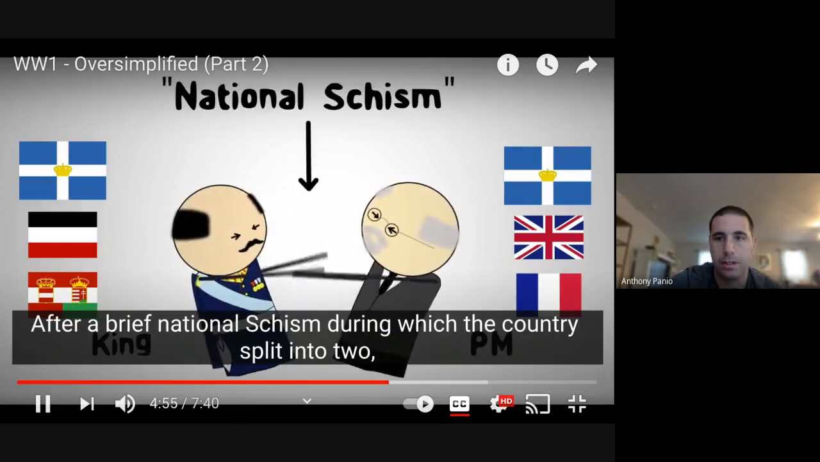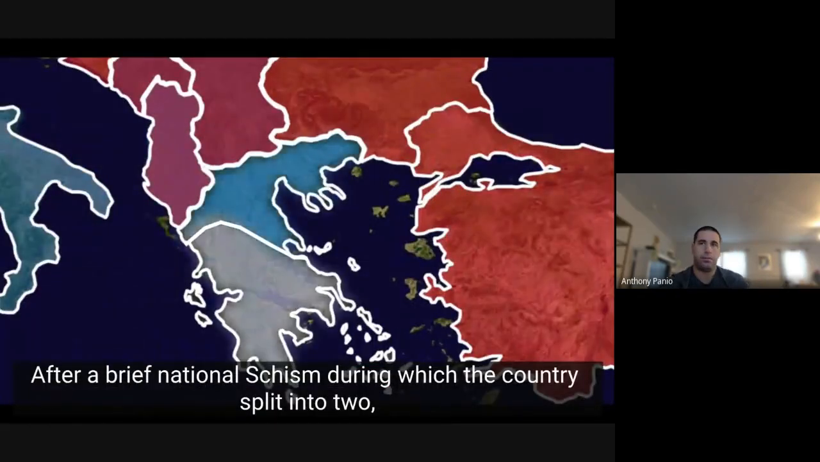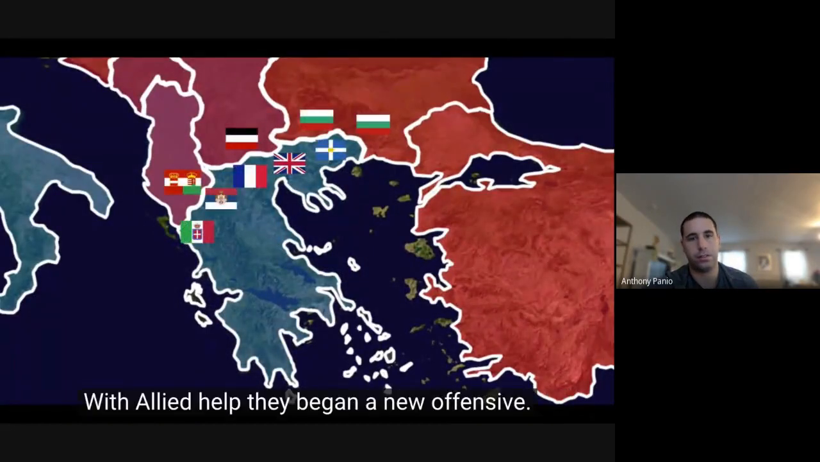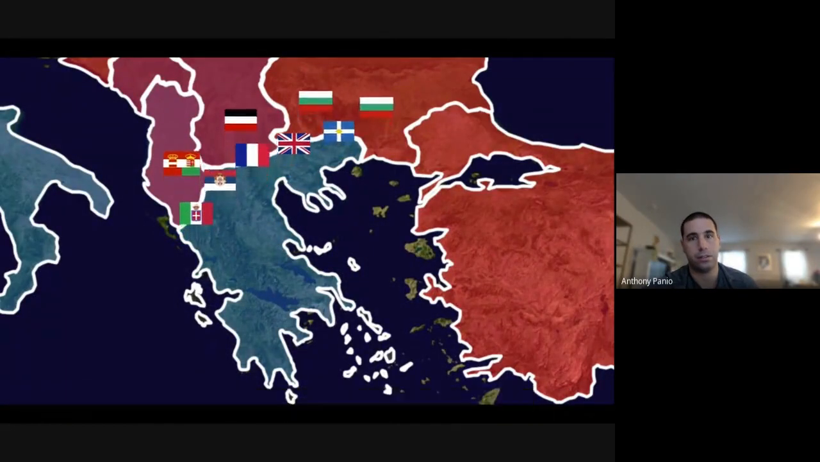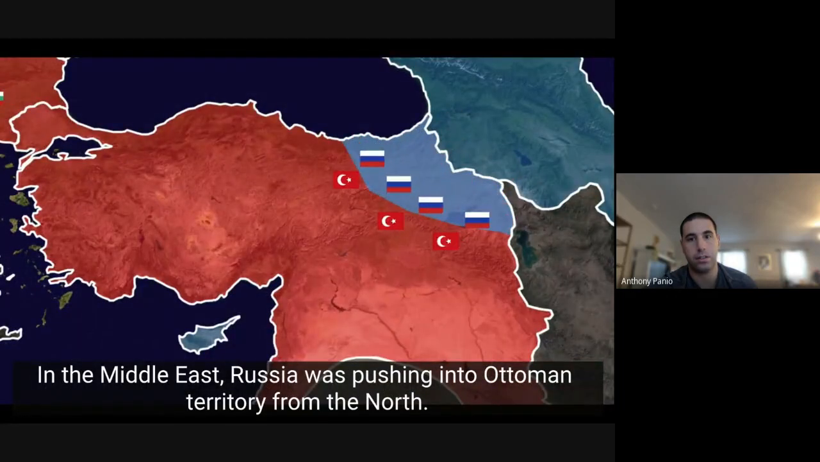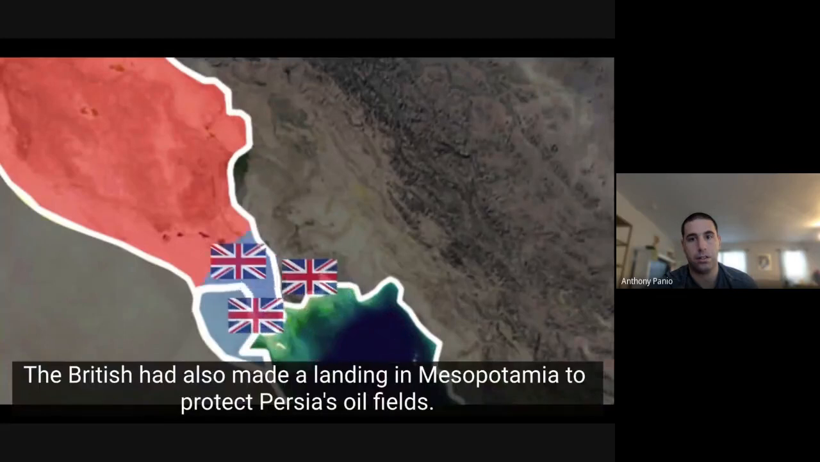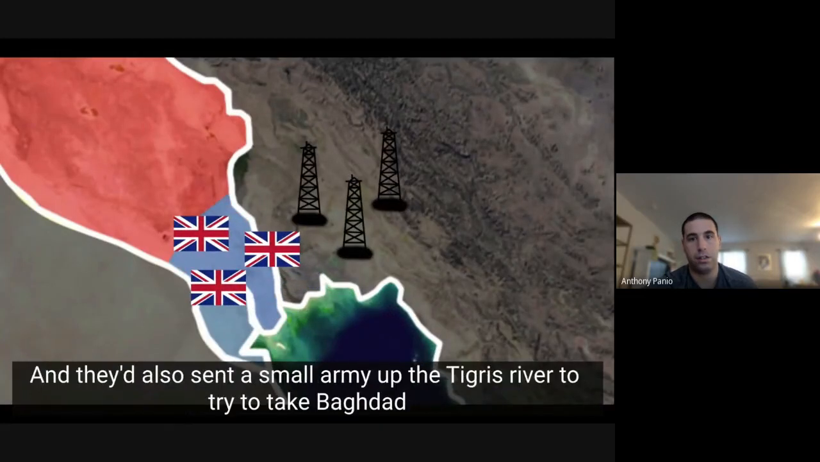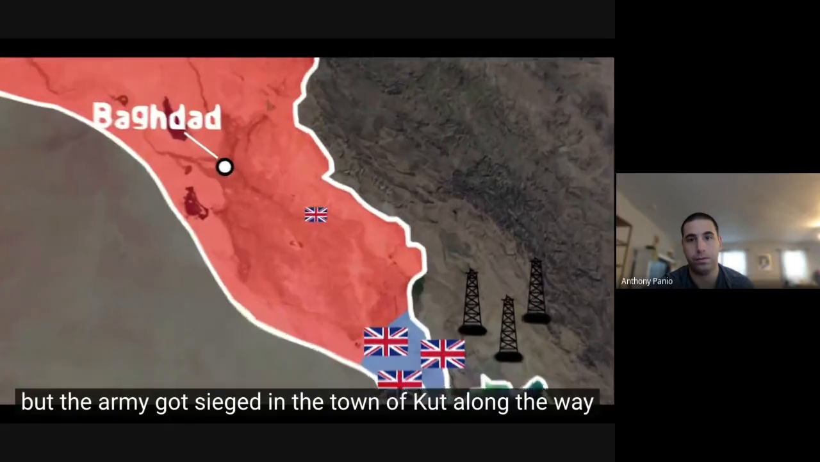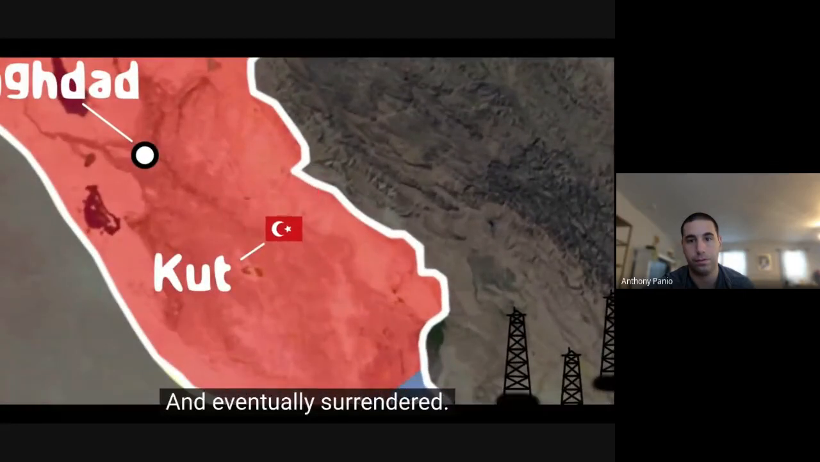After a brief national schism, during which the country split into two, the king finally abdicated and the country reunited. With Allied help, they began a new offensive. In the Middle East, Russia was pushing into Ottoman territory from the north. The British had also made a landing in Mesopotamia to protect Persia's oil fields, and they had also sent a small army up the Tigris River to try to take Baghdad, but the army got sieged in the town of Kut along the way, and eventually surrendered.